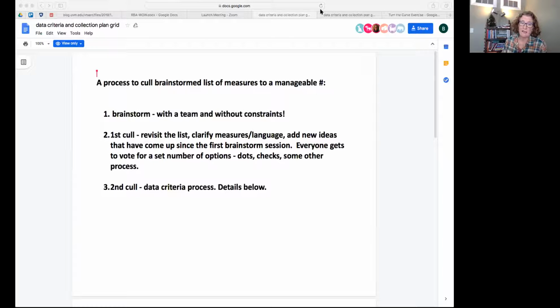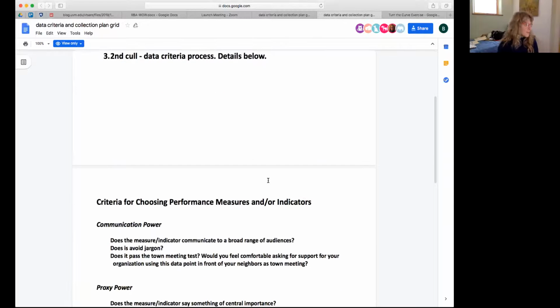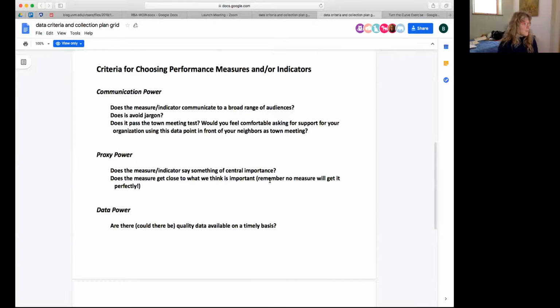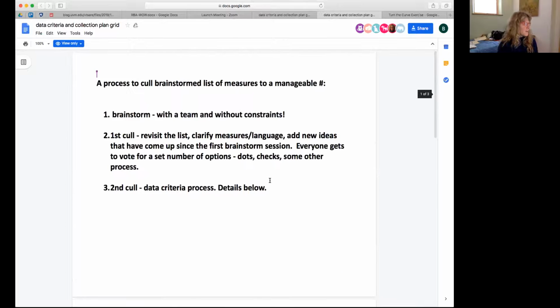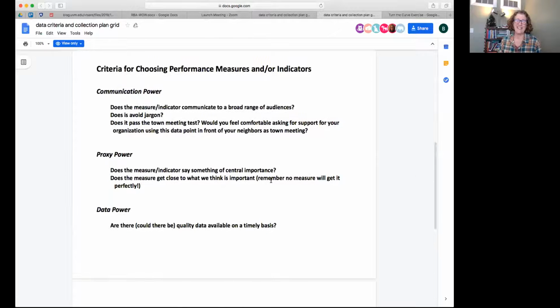And then the second call is the data criteria process, where you move them to the data criteria sheet and you say, some of that was emotional, some of it was what we're attached to, some of it might be forward thinking, but now let's get to what we can really do. So if you move down a page, Beth. Yep, that's okay. That's perfect. Then we start looking at the criteria, which softens the blow about the emotional part of it.